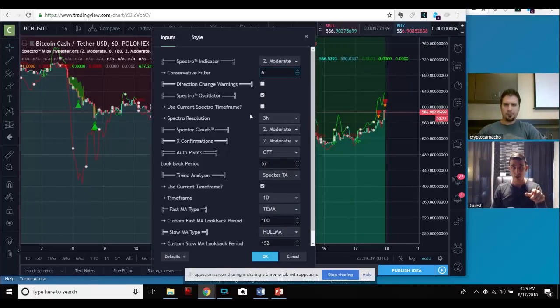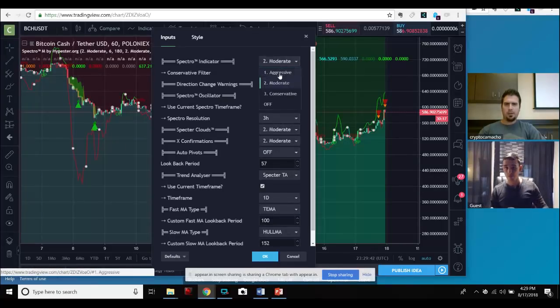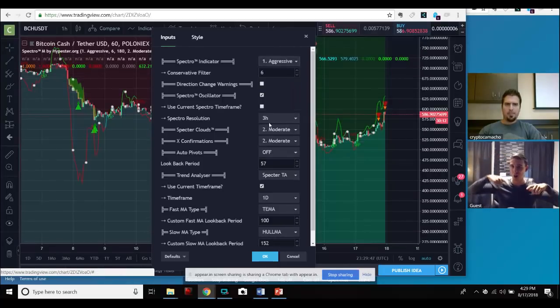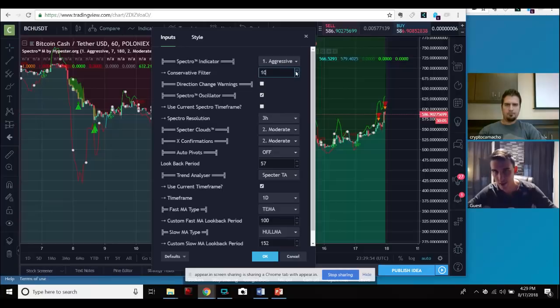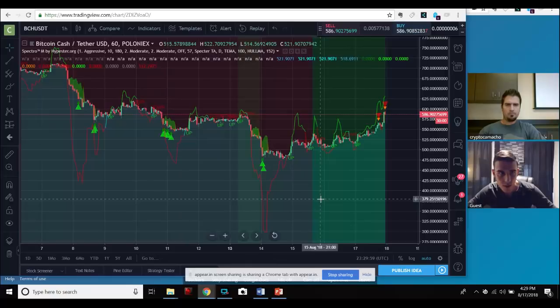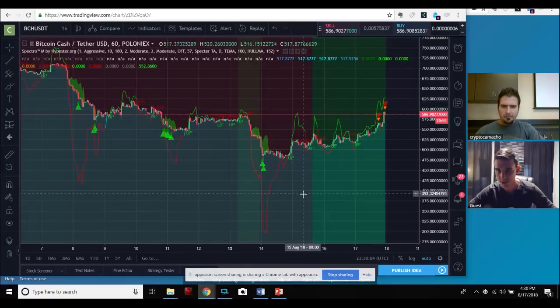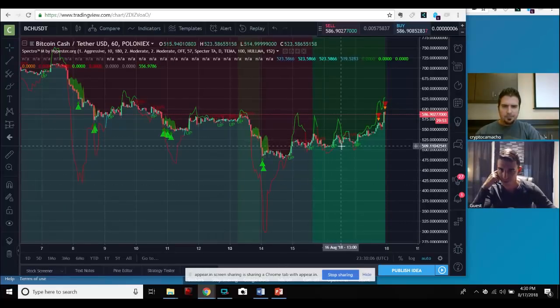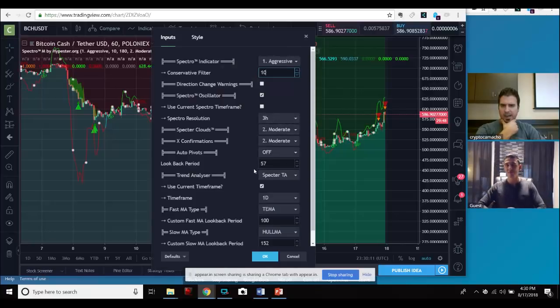On the right here, Spectro indicator, all the way, the first option. Remember, in the beginning we were discussing trading trends and scalping. I would put the conservative filter at 10. Did it load? You see, now you're starting to get better signals. Interesting. I haven't even really got into any of those indicators yet, and I want to.